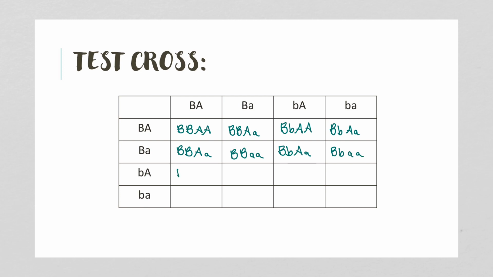And then the next row, we've got big B, little b, big A, big B, little b, big A, little a. We've got little b, big A, little b, big A, little a. And our last row, big B, big A, little a. We've got big B, little b, little a, little a. Little b, big A, little a. Little b, little a, little a. There, we've got it all filled out.